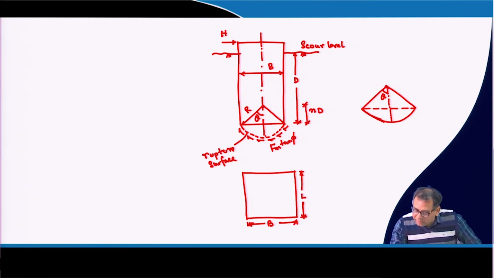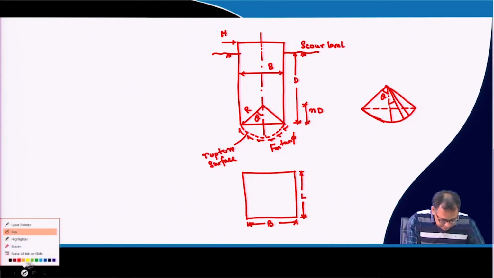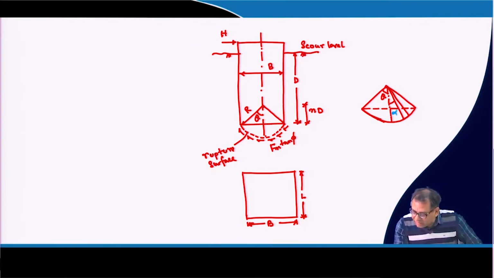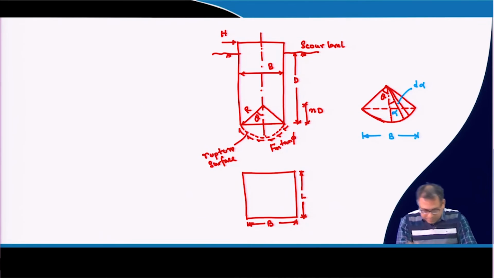So, a small segment is considered. Okay, so this small segment is considered at an angle of alpha, and this angle is d alpha. Okay. So, at an angle of alpha, we have considered a small segment which has an angle of d alpha, and this is the width of that well.